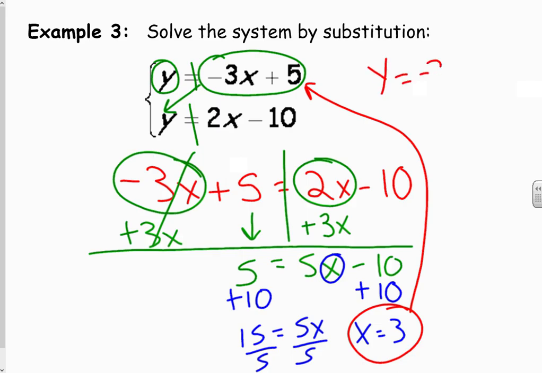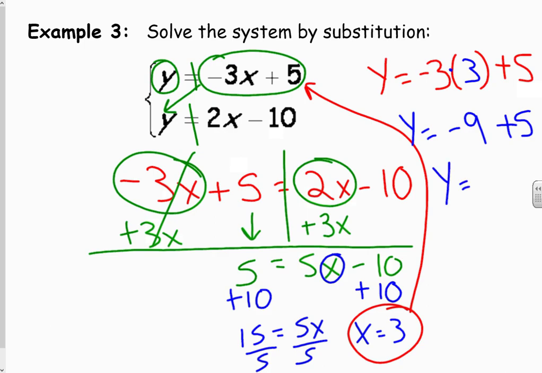Y equals -3x plus 5. We're plugging in a 3. Y equals, well, these are multiplying. -3 times 3 is -9. We drop our 5 down. So that means y equals -9 plus 5, which is -4.